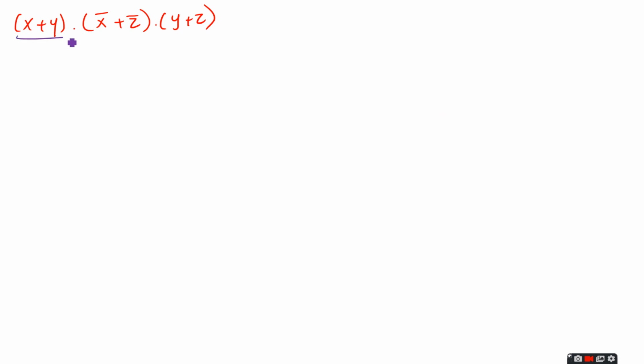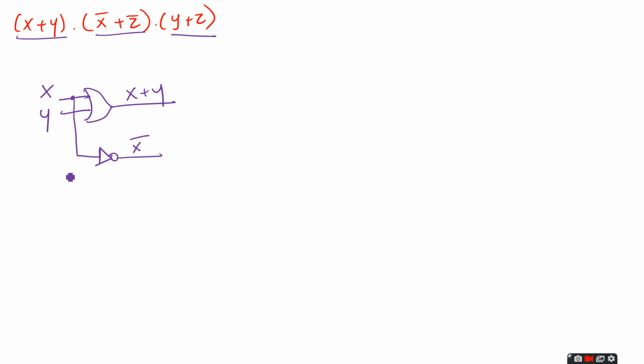Now the next question, X plus Y and X complement plus Z complement and Y plus Z. So we have to draw X plus Y. In order to get X plus Y, we have to pass it through OR gate. Then we will get X plus Y. After that, X complement plus Z complement. We can take connection from here. Pass X through NOT gate, we will get X complement. Then Z. Pass it through NOT gate, we will get Z complement. After that, pass it through OR gate, we will get X complement plus Z complement.